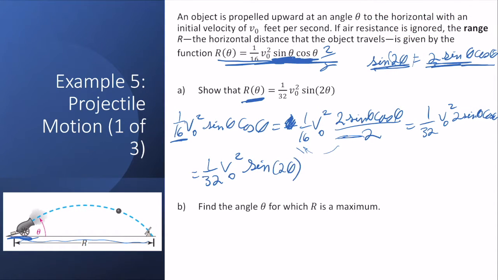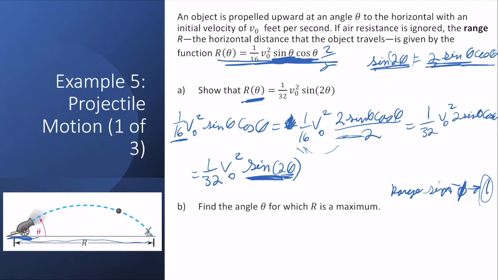Now, what if I want to know the angle for which r is at a maximum? So let's note that the range of a sine function goes from -1 to 1. So 1 would give our range the largest value if I was to substitute in 1 for sine of 2 theta.